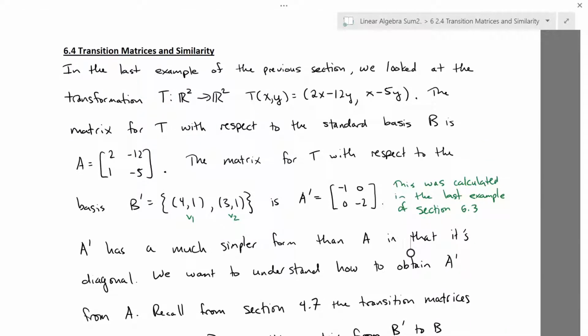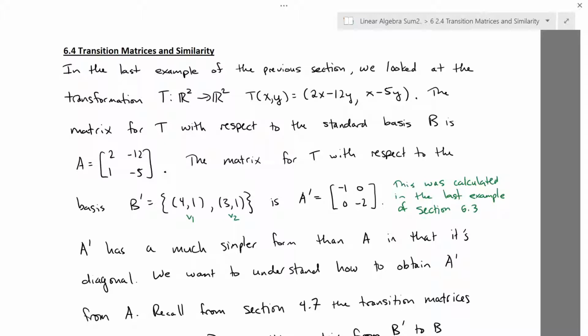In this video, we'll look at transition matrices in similarity. In the last section, we looked at how to find the matrix representation of a linear transformation, but we saw that depending on which basis you choose for your vector space, you could have different matrix representations. So the goal of this section is to see how those different representations are related.